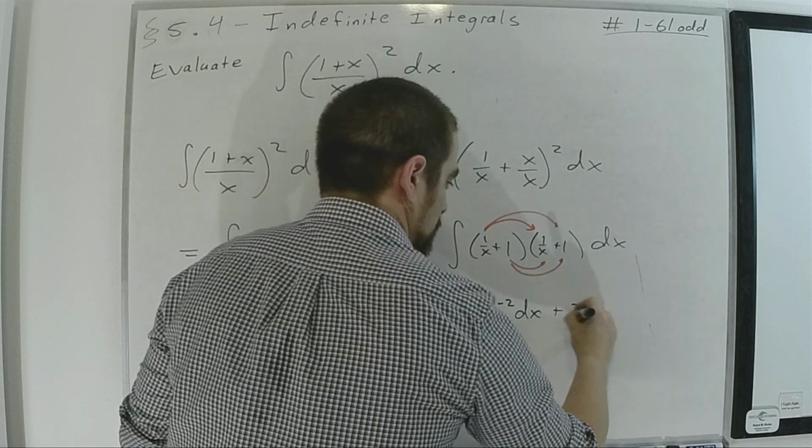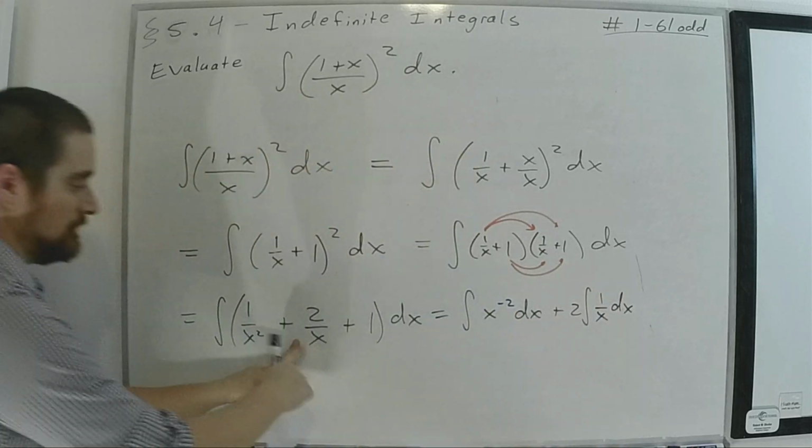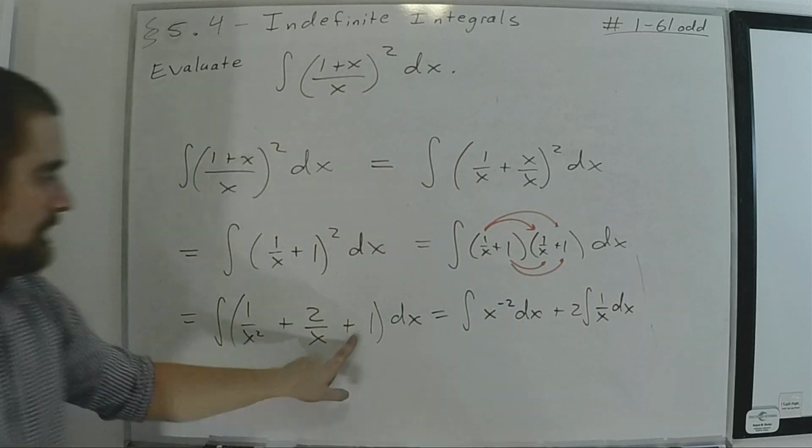Plus, this is 2 over x, which is the same thing as 2 times 1 over x, and I know how to find the antiderivative of 1 over x. I'll just have to double it. Plus 1.